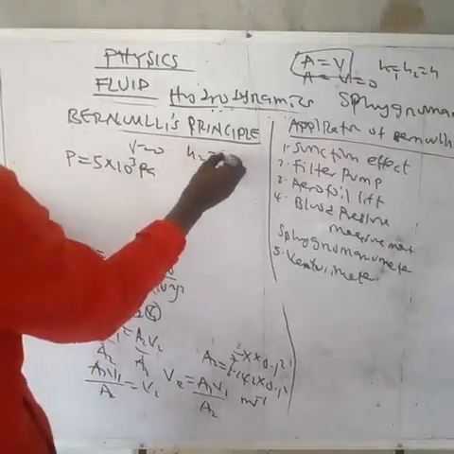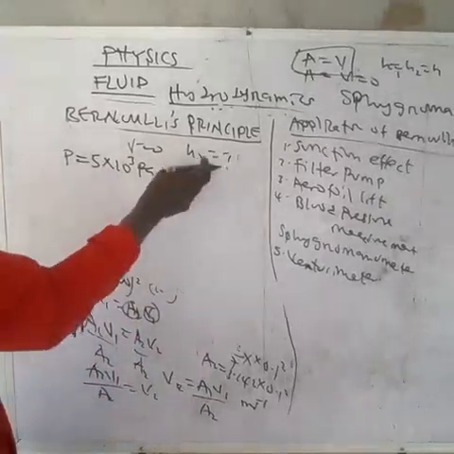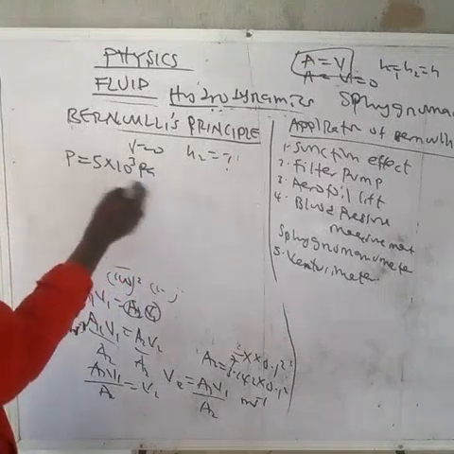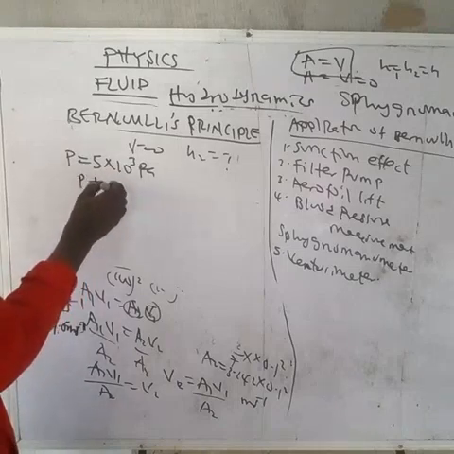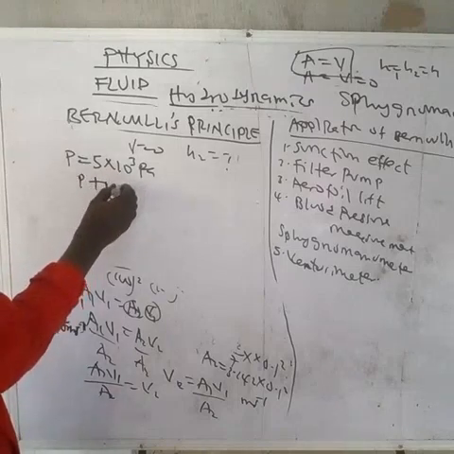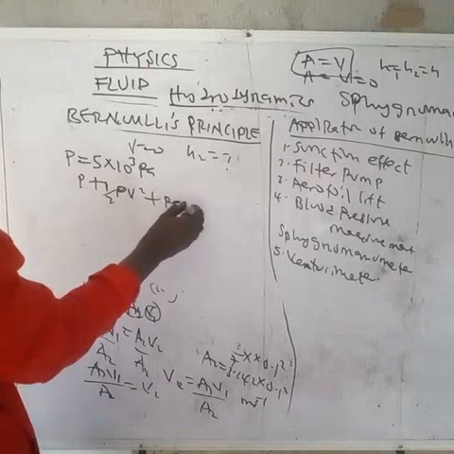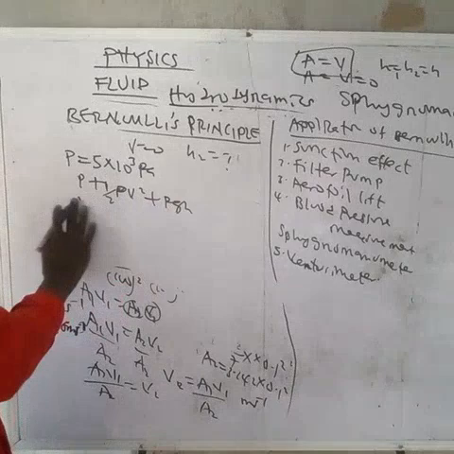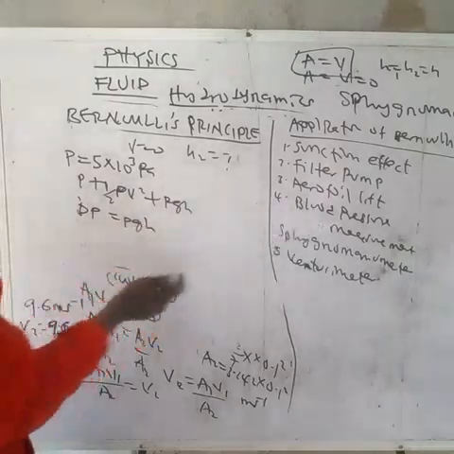So we are looking for what height. That means height 2 is unknown. So recall Bernoulli's equation: P plus 1/2 rho V1 squared plus rho GH. By the time you find your P1, because I said the changing pressure, the change in pressure is now equal to rho GH. Check that formula I proved initially.